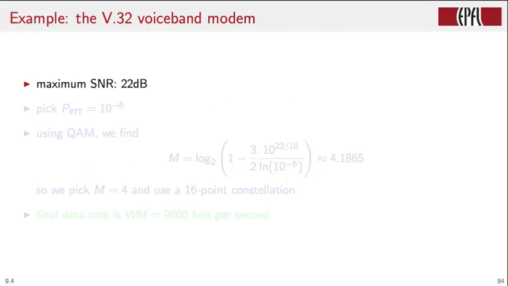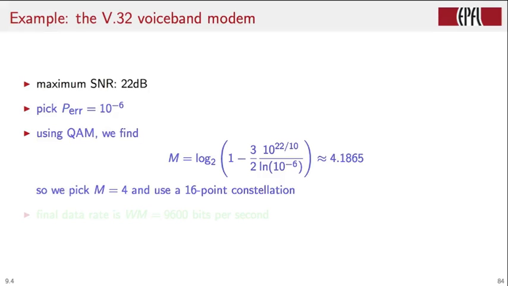Now let's tackle the power constraint and assume that the telephone line has a maximum SNR of 22 dB. You have to pick a probability of error that you can live with, and let's say that we pick 10 to the minus 6. If we use QAM, we can use the formula that we saw in the previous module to find the size of the alphabet, or alternatively, the number of bits per symbol that we can send. And the formula is this one, and when we plug in the values for the probability of error and the signal-to-noise ratio, we find that we can send at least 4 bits per symbol. And with 4 bits per symbol, we will have a constellation of 16 points. So that would look like this.